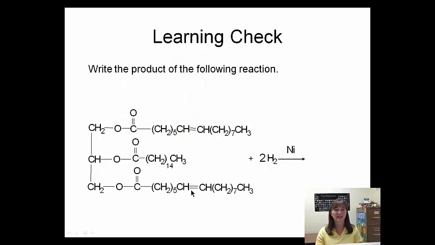So here's a learning check. Write the products of the following reaction here. Okay, I did not leave myself much room. I'm just going to try to grab a corner up here and write the products.